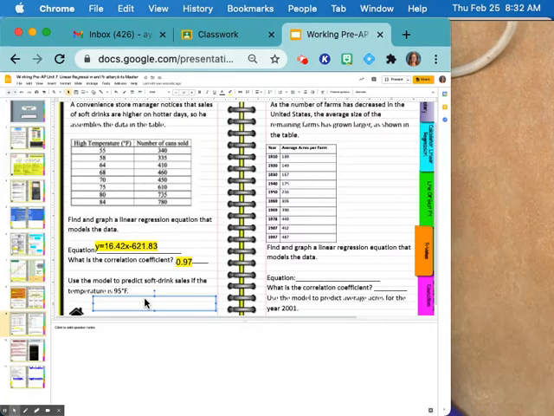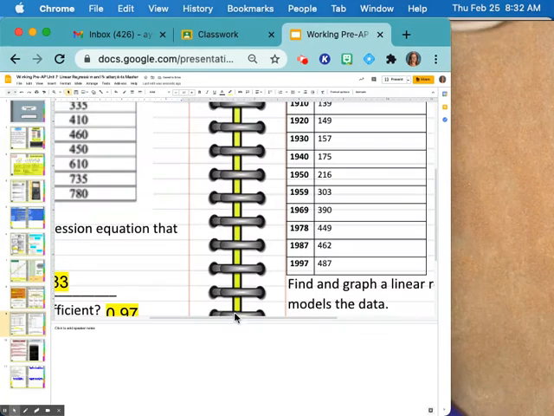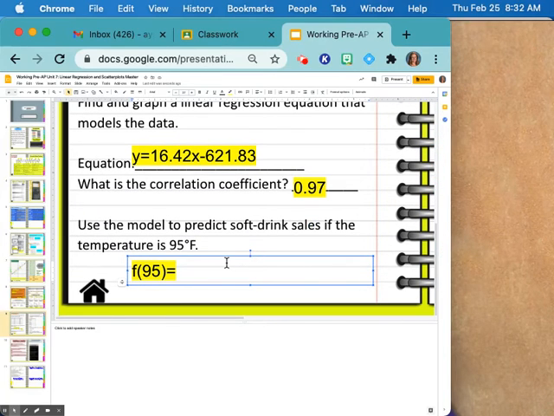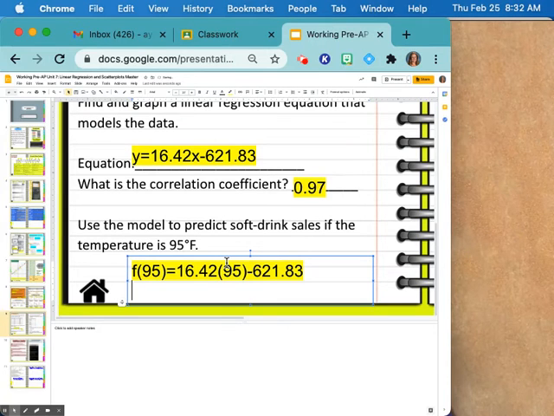So we would do, it's kind of like f of x, right? F of 95, our function at 95. If x is 95, let me zoom in. It's really, really zoomed out. 16.42 times 95 minus 621.83. And then write your answer in words.